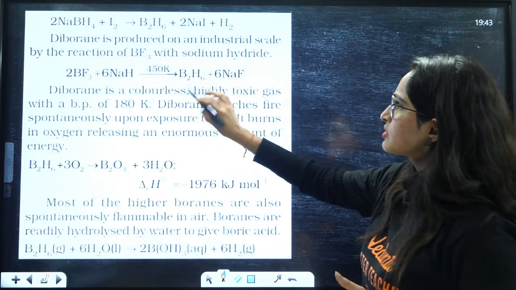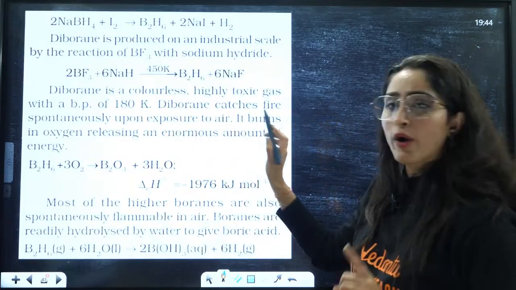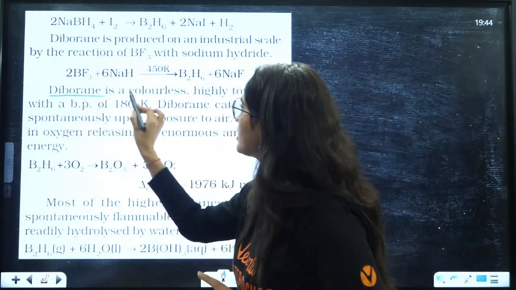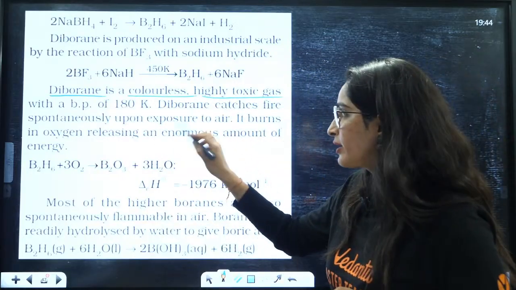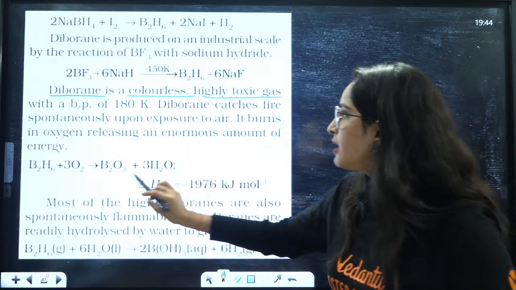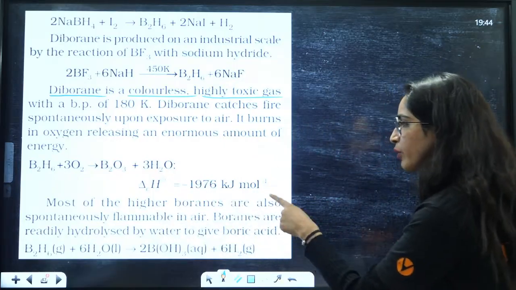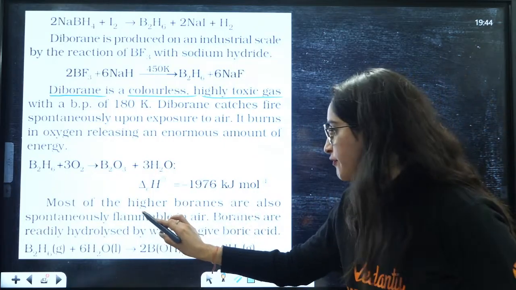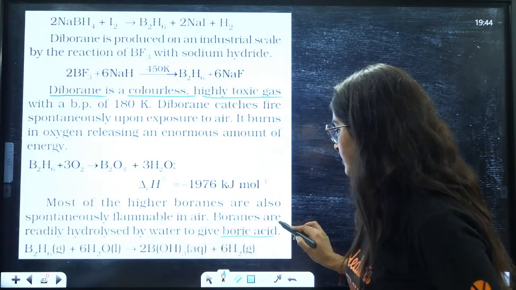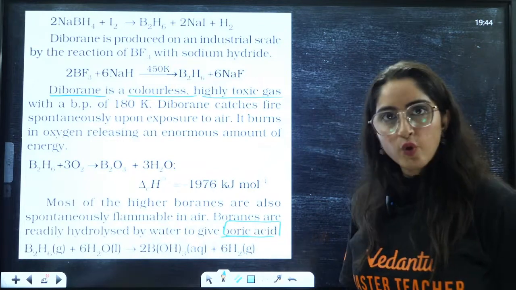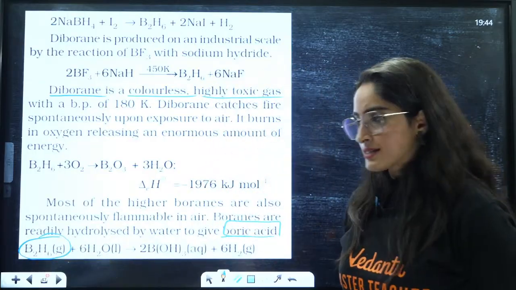Diborane is produced in industrial source by NaBH4. Diborane is colorless, highly toxic with boiling point of 180. This you need to remember. Colorless, highly toxic gas catches fire spontaneously upon exposure to air. It burns in oxygen. Enormous amount of energy is released. Most of the higher boranes are also spontaneously flammable in air. Boranes are readily hydrolyzed by water to give boric acid. Okay, it will give boric acid. This you need to remember, right? That it will give boric acid.